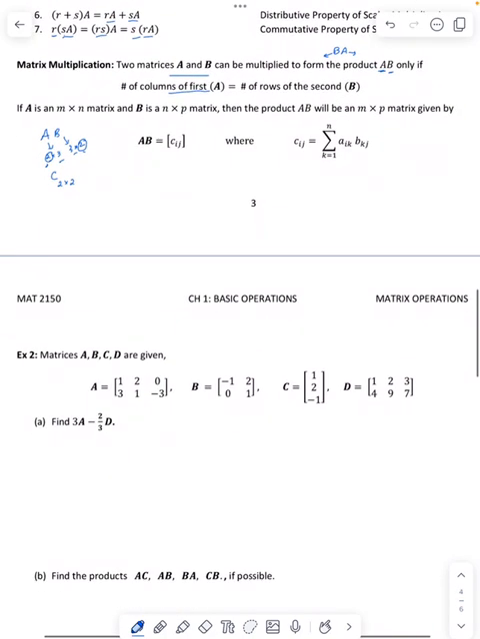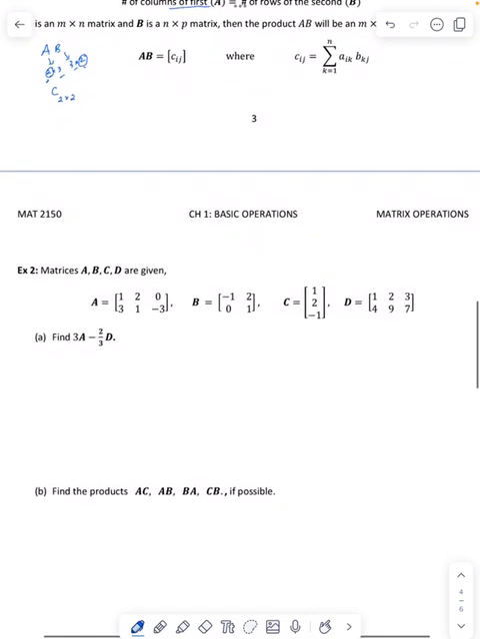So let us see some examples. The first one is saying we are given A, B, C, D. Find 3A minus 2/3 D. So here you can find them separately first, and the work you need to show here is how you should be doing it.